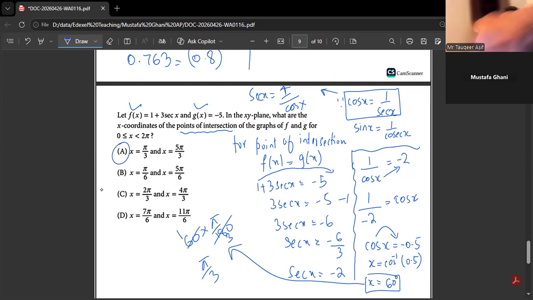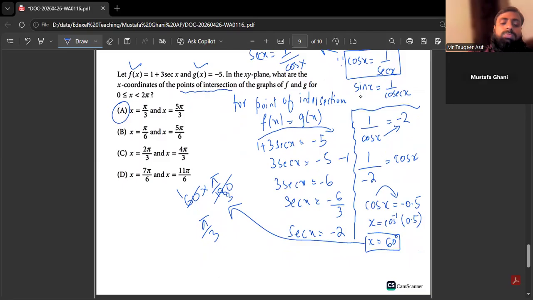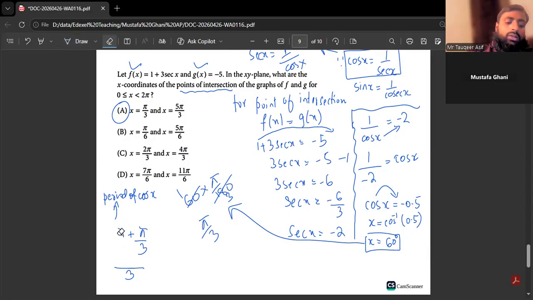What if I add 2 pi in it? 2 pi is the period of cos, right? Yes, sir. Period of cos. So I'm adding 2 pi to the one angle. So it should be 7 pi by 3, right? 7/3 pi is what I'm getting now.